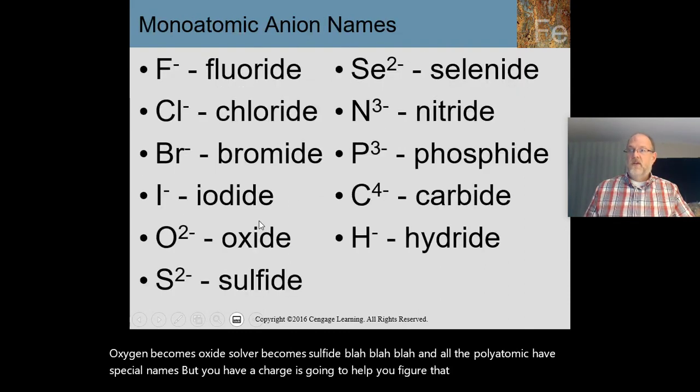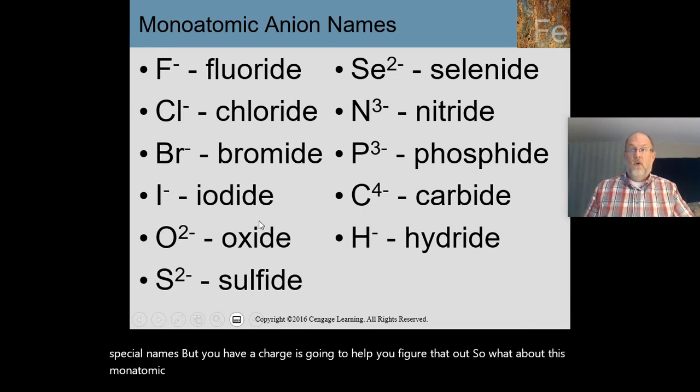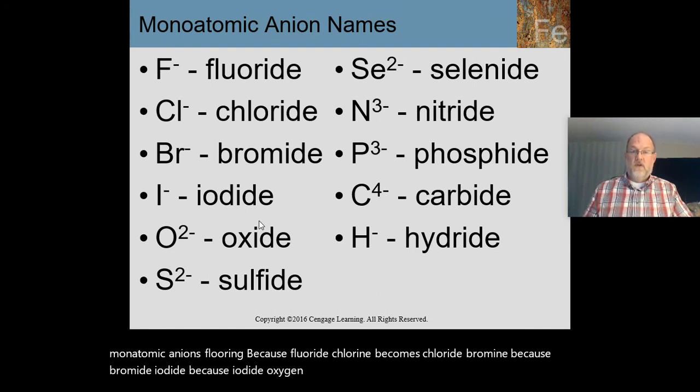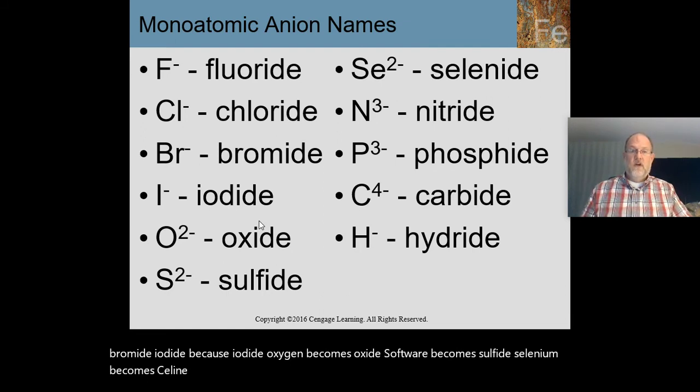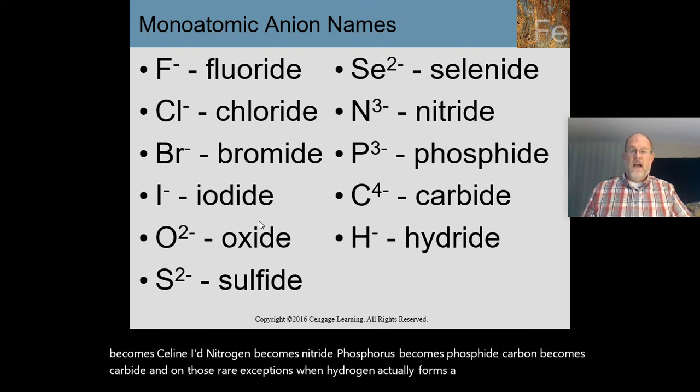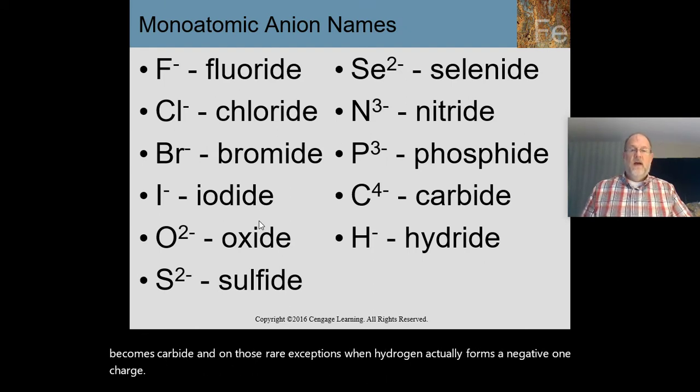So what about those monatomic anions? Well, fluorine becomes fluoride, chlorine becomes chloride, bromine becomes bromide, iodine becomes iodide, oxygen becomes oxide, sulfur becomes sulfide, selenium becomes selenide, nitrogen becomes nitride, phosphorus becomes phosphide, carbon becomes carbide, and on those rare exceptions, when hydrogen actually forms a -1 charge ion, it is going to be hydride.